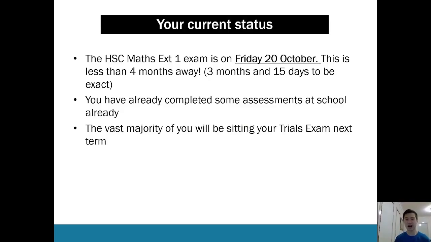So just a current status of where you guys are. You guys are in the July holidays right now. You've got one more term to go, which is term 3, and then afterwards it's straight into HSC exams. So your timetable already came out, and we know that the Extension 1 Maths exam is scheduled to be on Friday, 20th of October. So this is less than 4 months away now. To be exact, it's 3 months and 15 days.